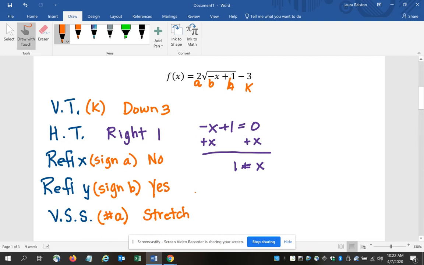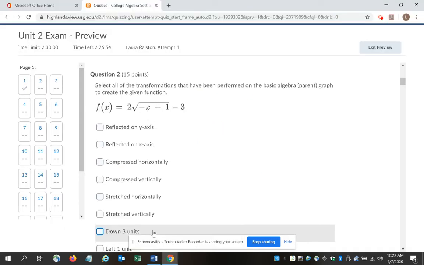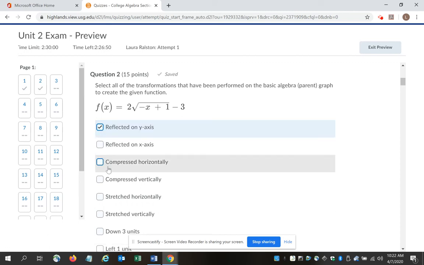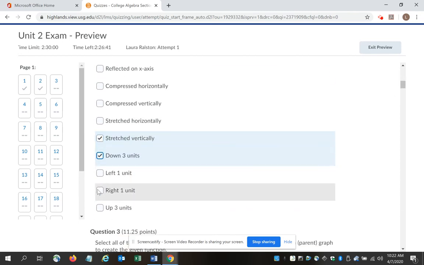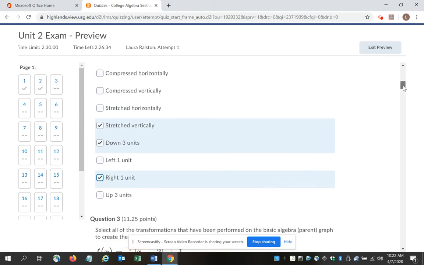So when I go to mark my answers, I should mark down 3, right 1, reflection on y, and a stretch vertically. We went down 3 and right 1 unit. A lot of you wanted to say left, but be careful. Watch your signs.